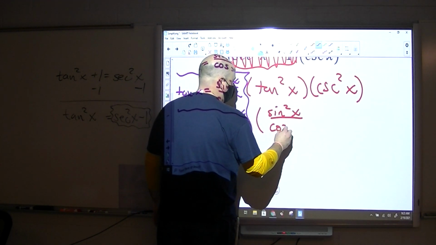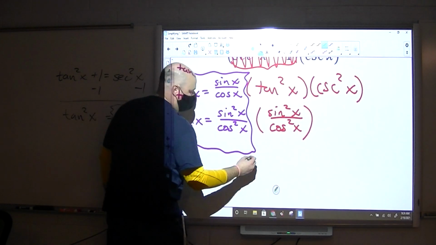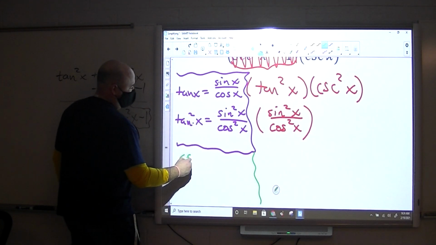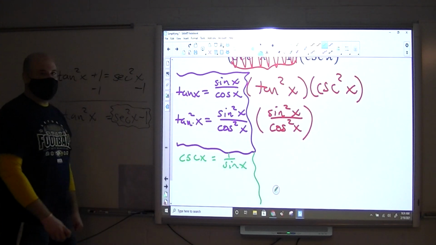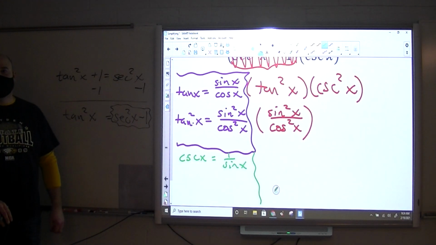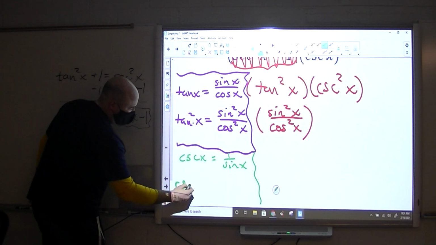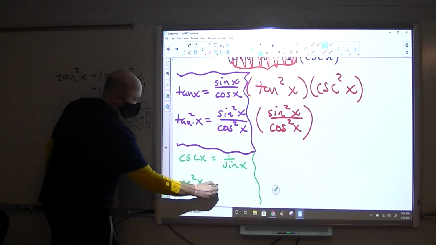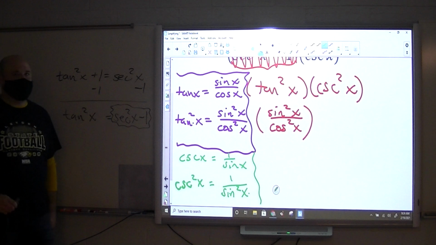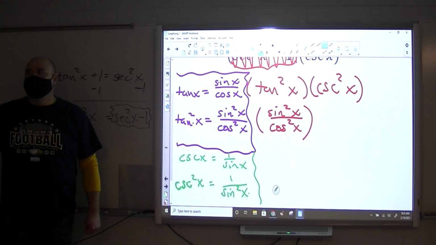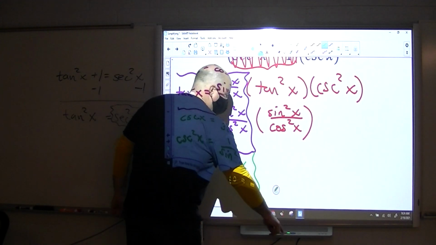And the same thing can be said for cosecant. Again, over in the margins here, we know that cosecant x is 1 over sine x. That's in your notes, or should be. So if cosecant is 1 over sine, cosecant squared can be 1 over sine squared. So that's what I'm going to write in here.